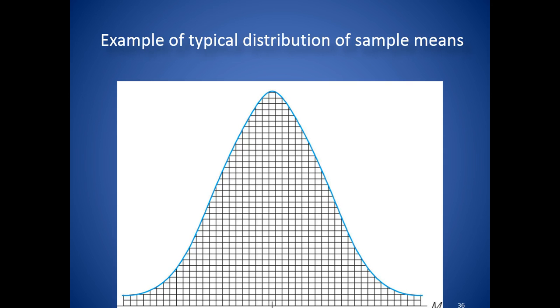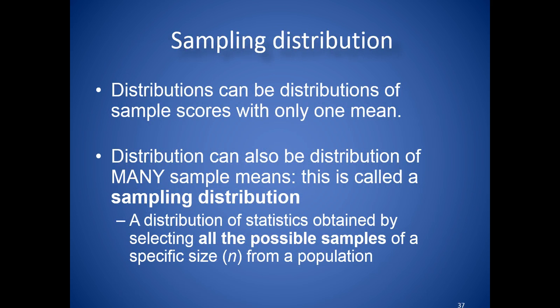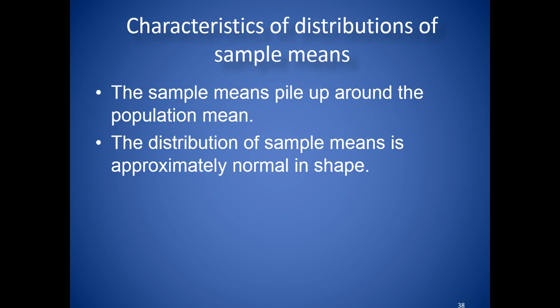And again, you always put your mu in the middle, in the center. And this is your normally distributed data. A distribution can be the distribution of sample scores with only one mean, but sometimes a distribution can be of many sample means. This is called a sampling distribution, which simply means a distribution of statistics obtained by selecting all the possible samples of a specific size from a population.